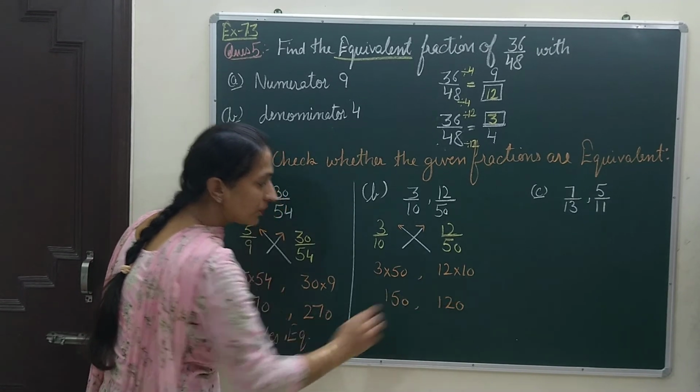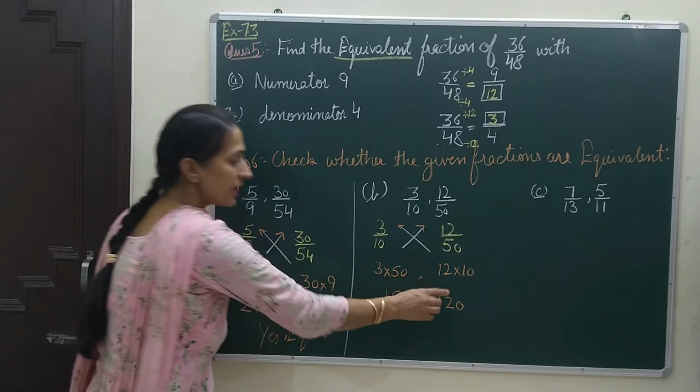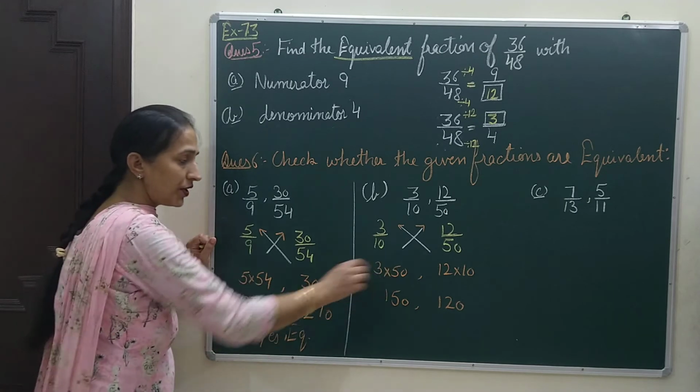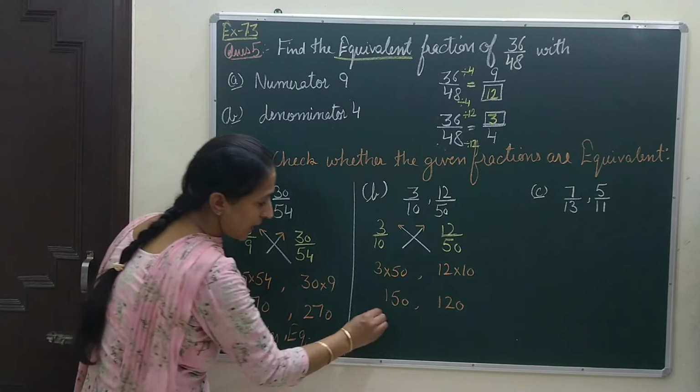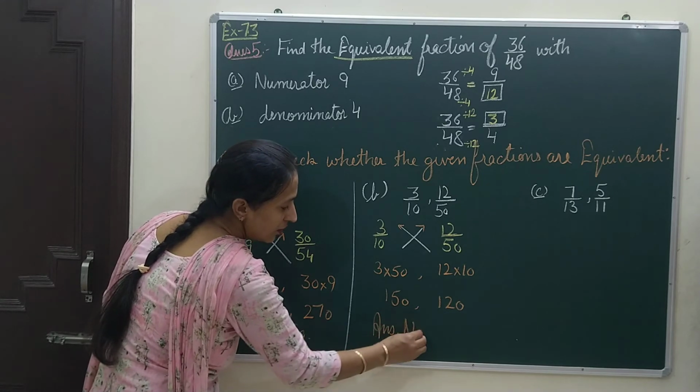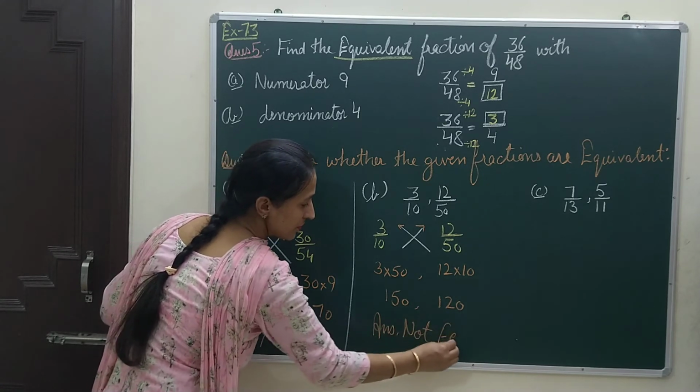So, are these both numbers equal? If these are equal, I will write yes. If these are not equal, I will write no. Here we can see that both the numbers are not equal. So, my answer is these are not equivalent fractions.